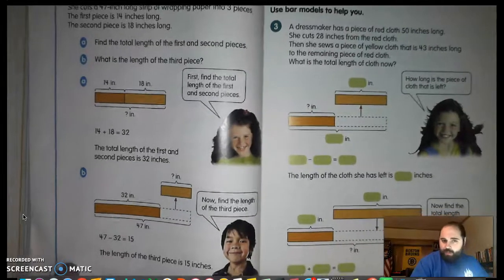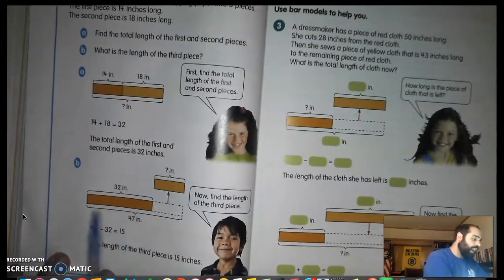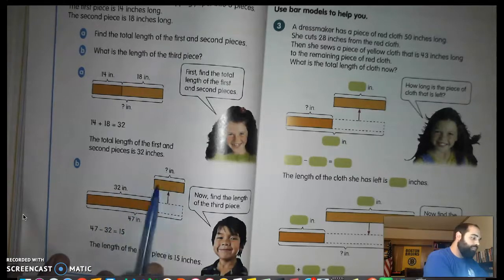I think we can use a bar model to help us here. And that's what they did. They took the total length of all 3 of them, and they put it here. But we also know that the first and second strip is 32 inches. So we have this missing part right here, which would be our third piece.